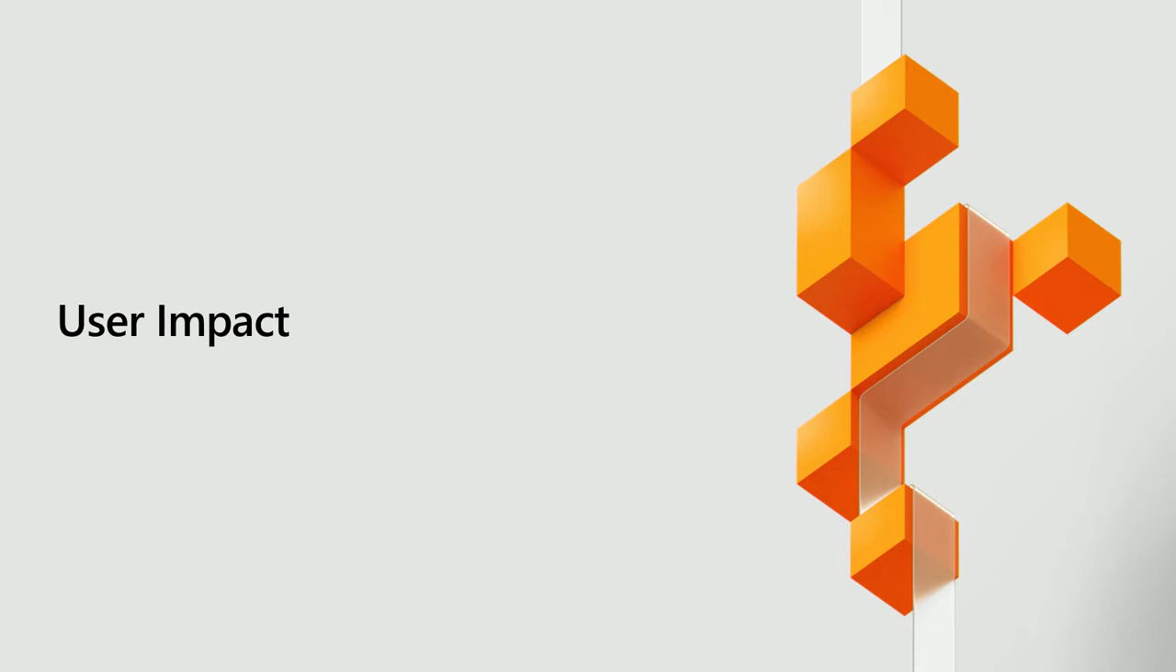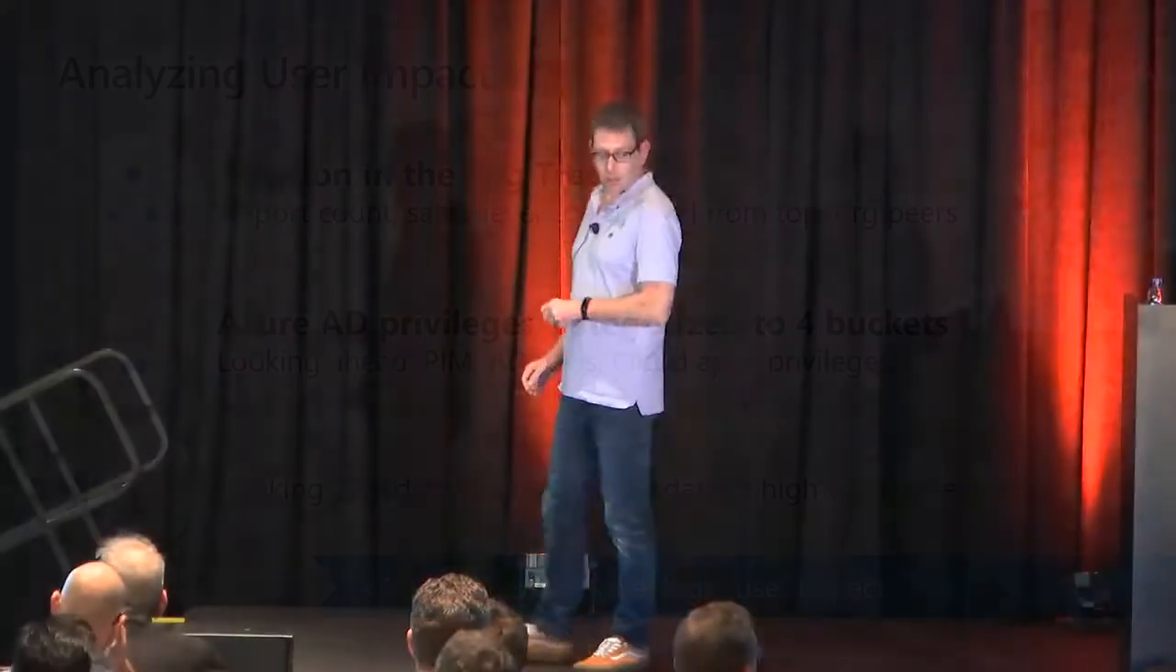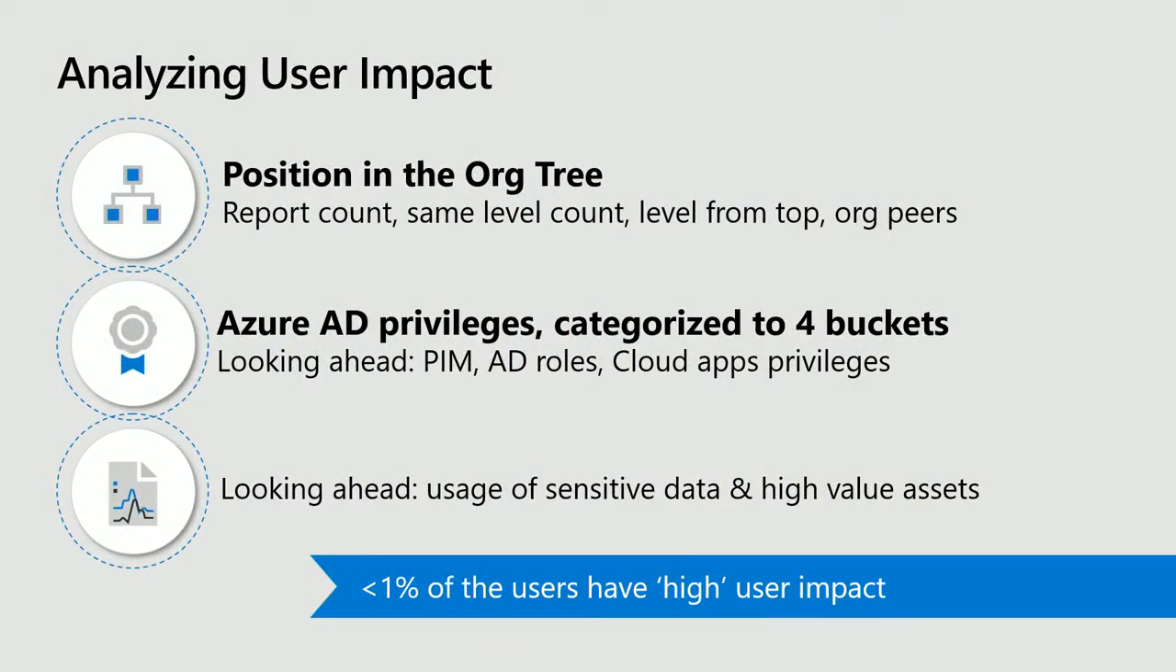And this is coming together with the user impact. So let's understand what the user impact is. What if the system would come and tell you that for a specific user, this is their position in the organizational tree, this is the number of people they are managing, and this is the number of people at the same level, all of that coming from Azure AD, and later also from Active Directory.